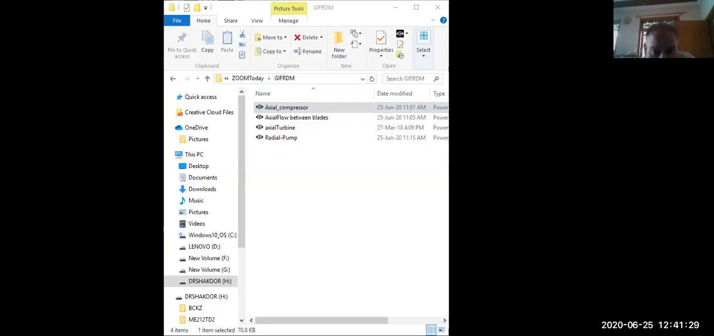rotodynamic machine. You can see carefully, there are light blue color blades, and there are dark color blades which are stationary. Dark color blades are stationary. This is one row of stationary blades. This is first row of moving blades. This is second row of stationary blades. See this cursor arrowhead. This is second row of stationary blades, and this is third row of moving blades. This is third row of stationary blade. This is third row of moving blades. This is fourth row of stationary blades, and this is last row of moving blades.